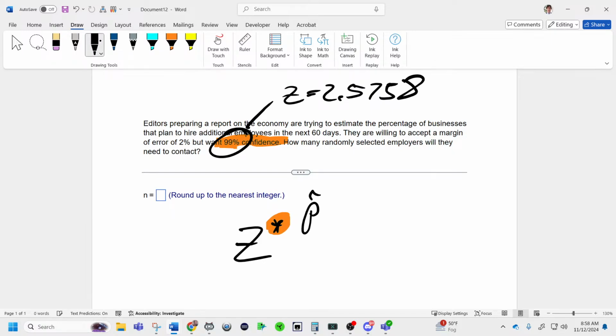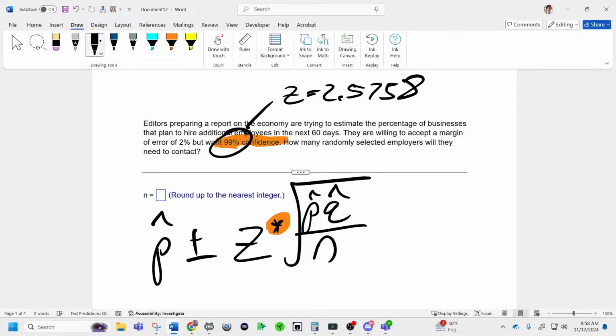And then we go p hat q hat over n, square root. Now this is the margin of error part of the formula for a confidence interval. The margin of error is everything after the plus or minus. So I meant to do that right there. What we're actually going to do is say we want a margin of error equal to this. So the margin of error is equal to this.